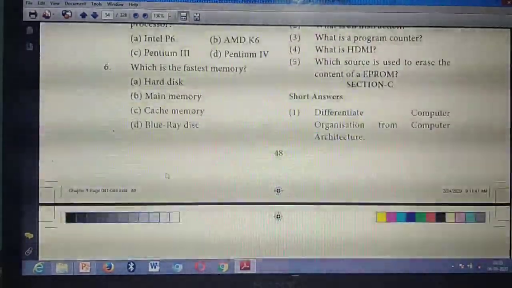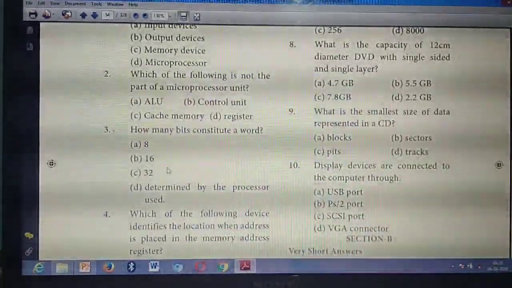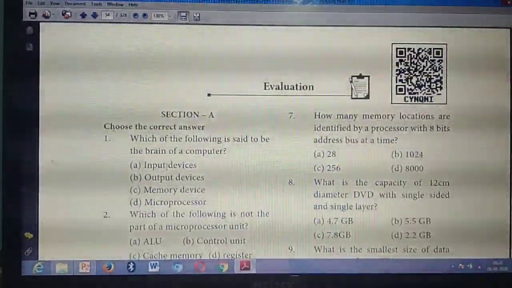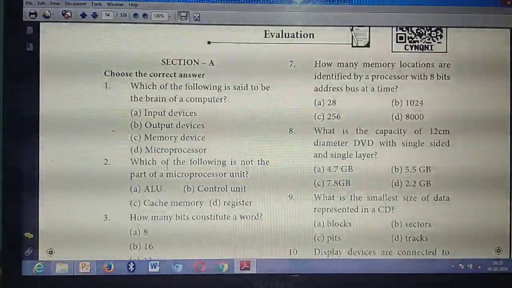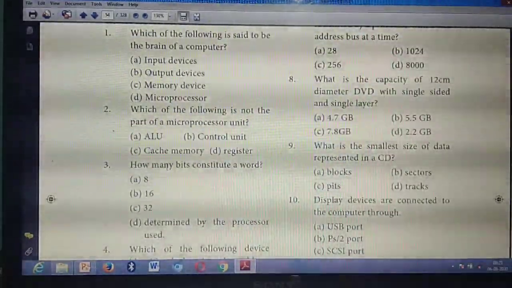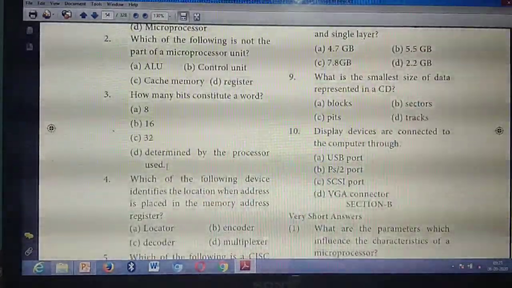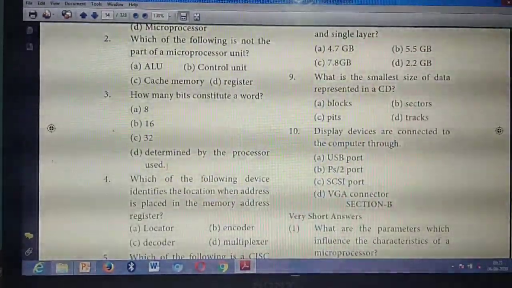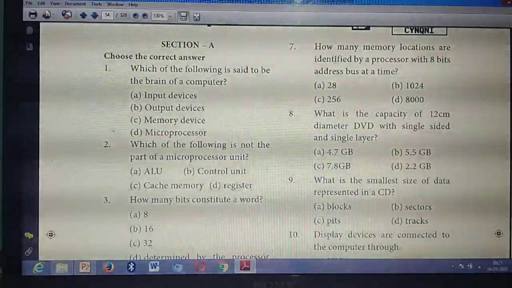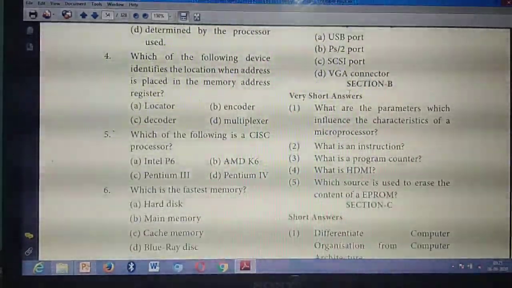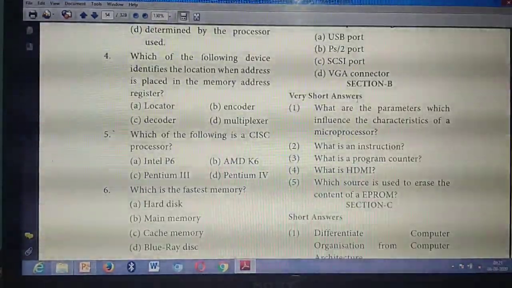Then seventh question, option C, 256. Eighth question, option A, 4.7 GB. Ninth question, option C, bits. The 10th question, option D, VGA connector. Okay. Then 2 more questions, section B, very short answers.